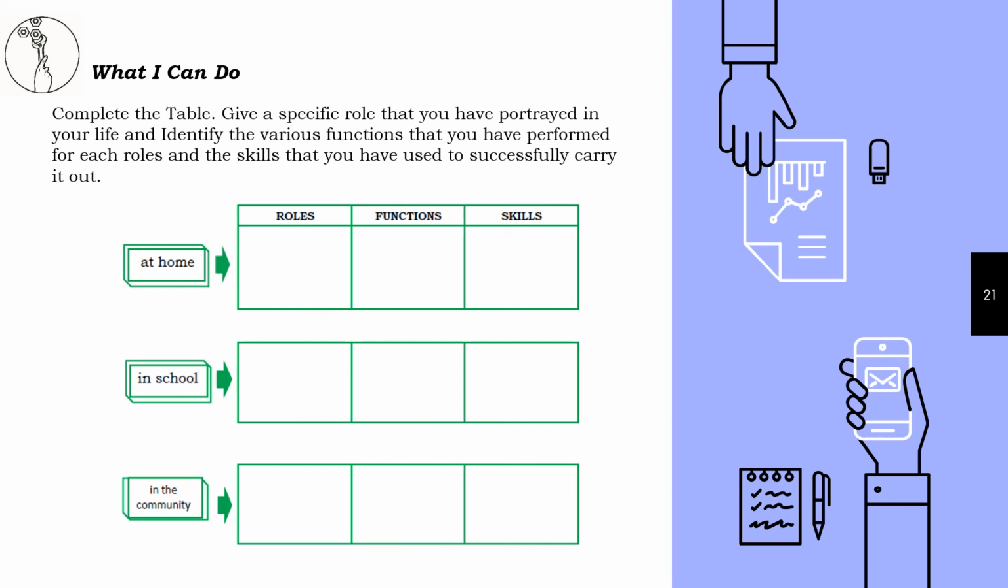So now, let's have another activity. Complete the table. Give a specific role that you have portrayed in your life and identify the various functions that you have performed for each role and the skills that you have used to successfully carry it out. So we have here roles, functions, and skills at home, in school, in the community. I'll give you 2 minutes to do it in your activity notebook.